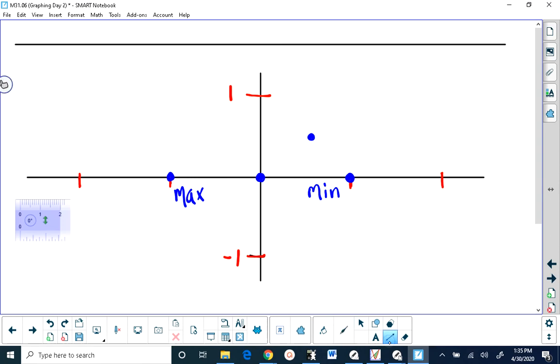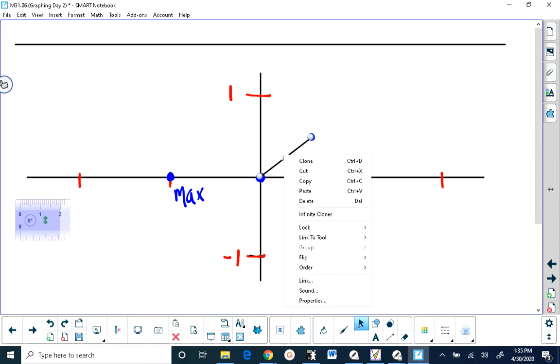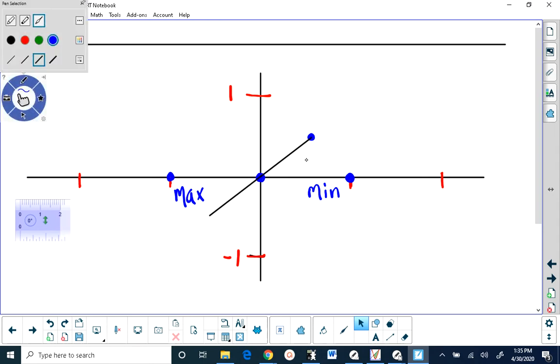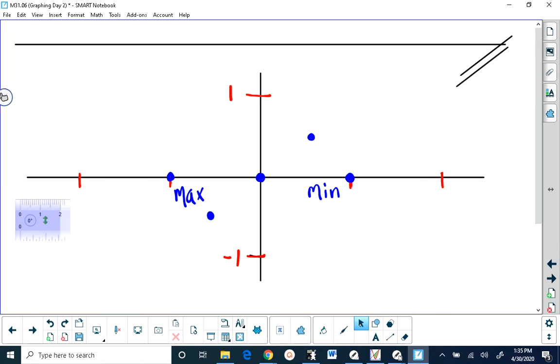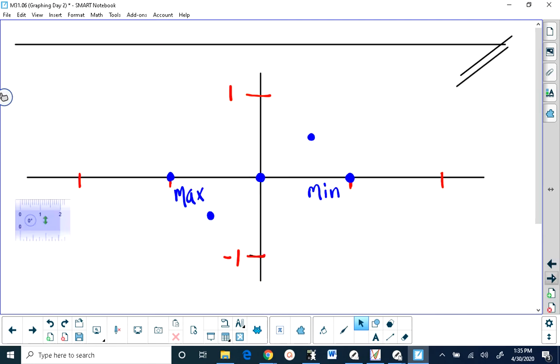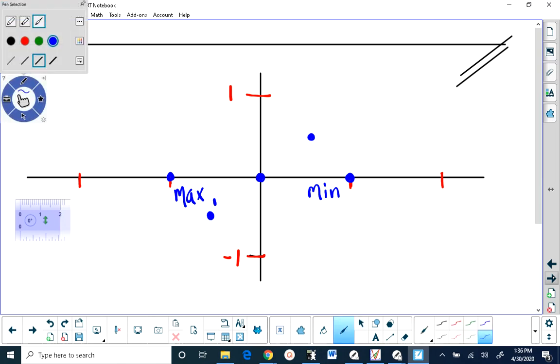What you can do is take your ruler and measure the distance from here to here, and then measure that exact same distance on the other side of the origin. In other words, if this is perfectly odd in terms of symmetry, then your other point should be over here. Now again, we'll just double check that the one point, the square root of 3/7, 0.45, is a maximum. I'm not sure how much you want to clutter things up here, but we can write minimum by this point, and maximum by this point.